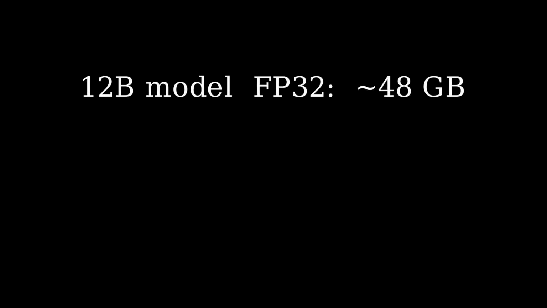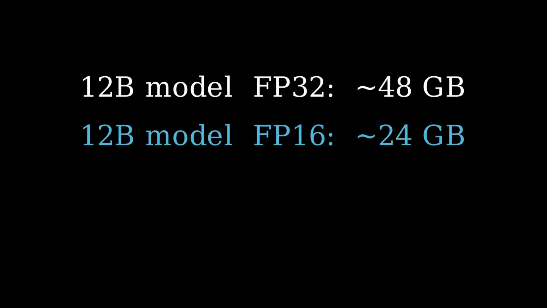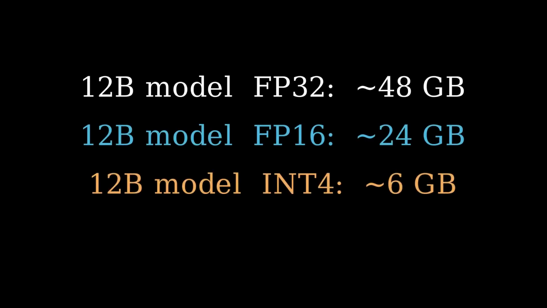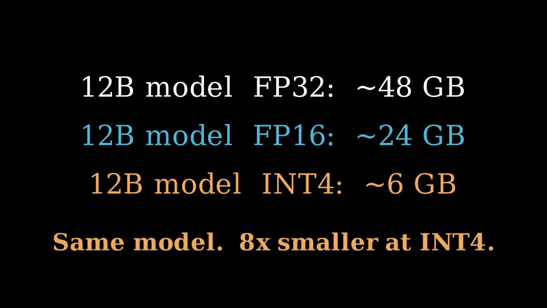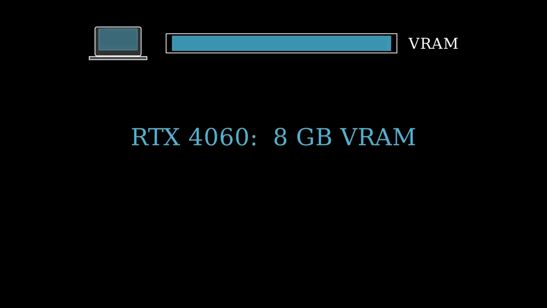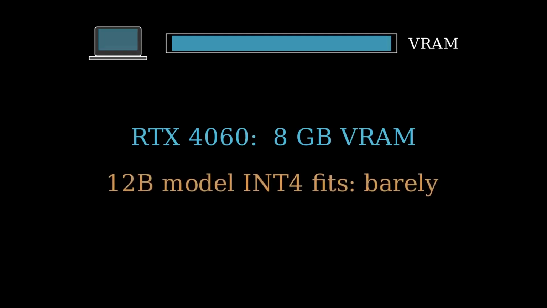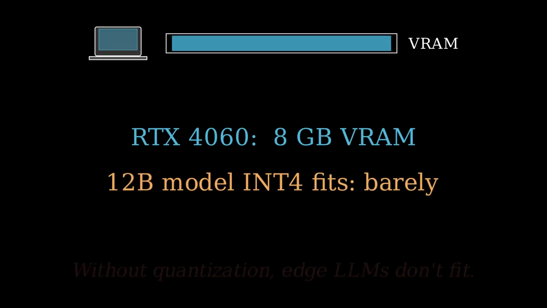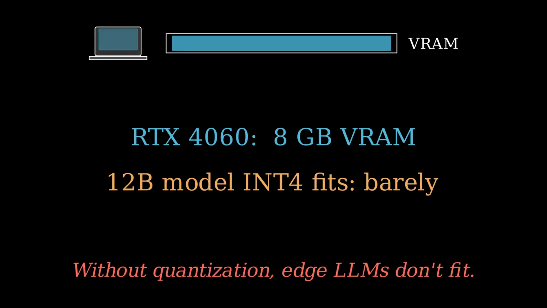The memory math is direct. A 12 billion parameter model at full precision needs 48 gigabytes. At half precision, 24 gigabytes. At 4-bit integer, around 6 gigabytes. 8 times smaller. Same model. Why this matters for edge. A consumer GPU like the RTX 4060 has 8 gigabytes of VRAM. A 12 billion parameter model only fits at INT4. Without quantization, edge LLMs don't fit consumer hardware.